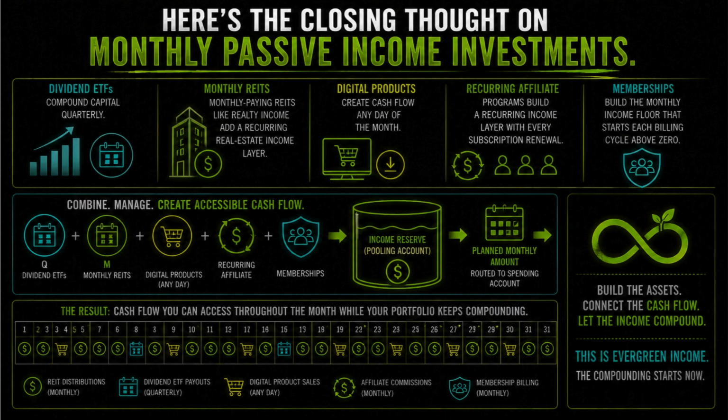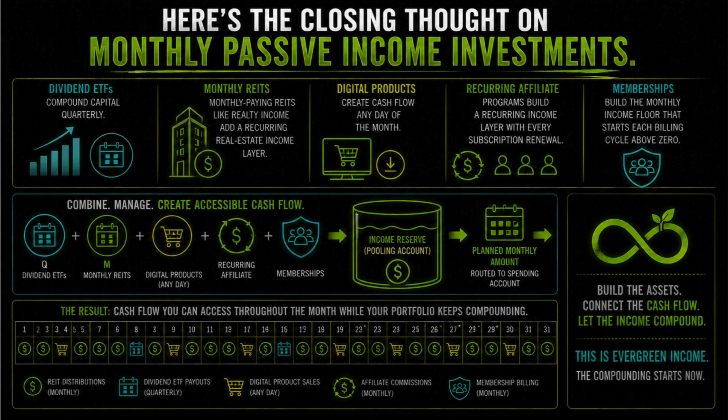Here's the closing thought on monthly passive income investments. A portfolio doesn't need every asset to pay monthly in order to create monthly income. Dividend ETFs compound capital quarterly. Monthly paying REITs like Realty Income add a recurring real estate income layer. Digital products create cash flow any day of the month. Recurring affiliate programs and memberships build the monthly income floor that starts each billing cycle above zero. When those layers are deliberately combined and managed through a pooling reserve, the result is a portfolio that produces accessible cash flow throughout the month while continuing to compound.